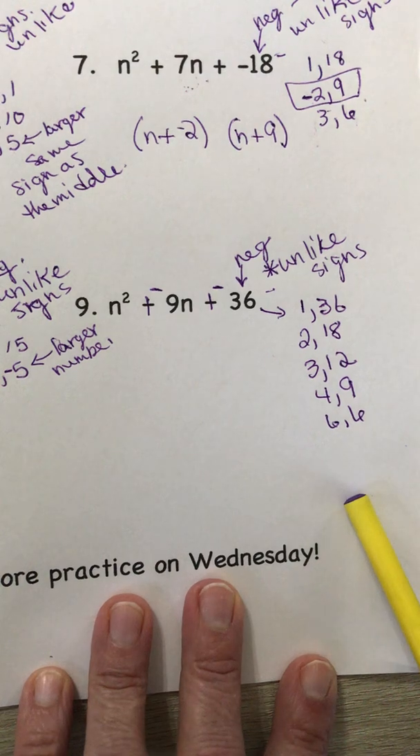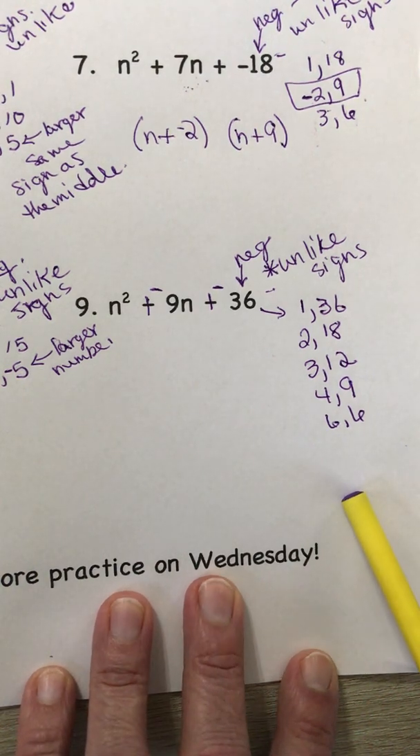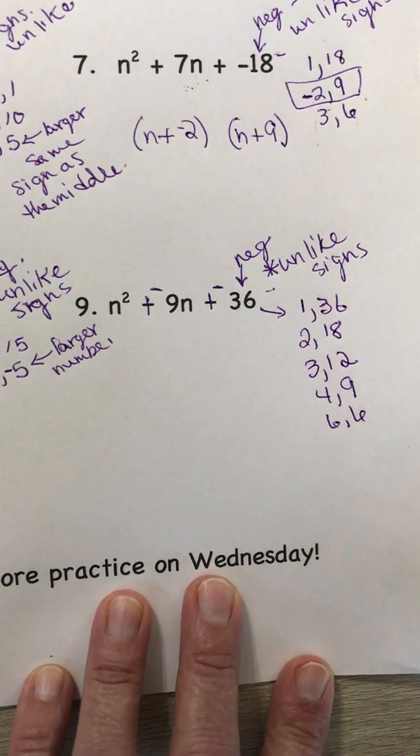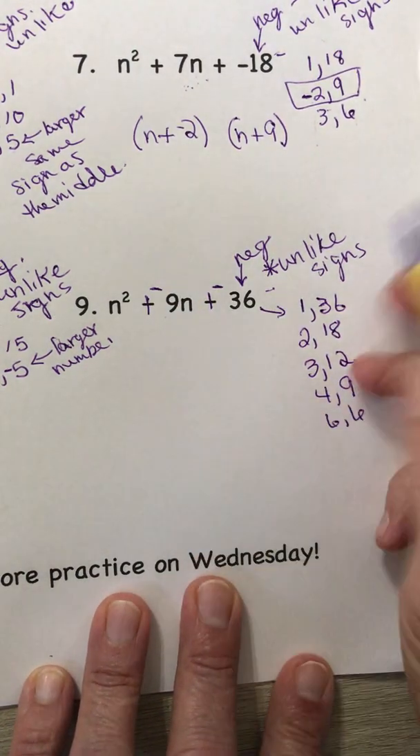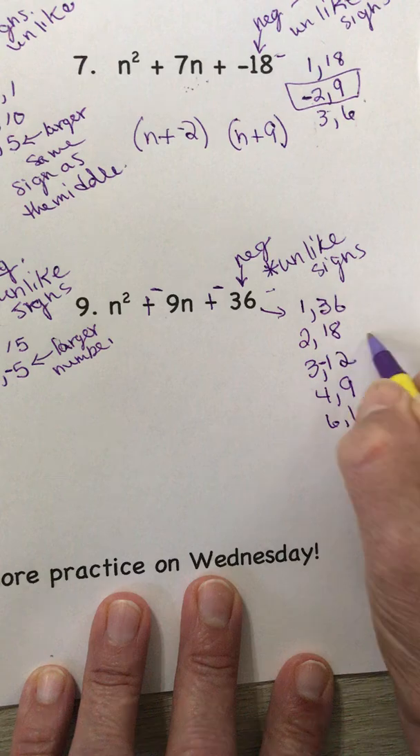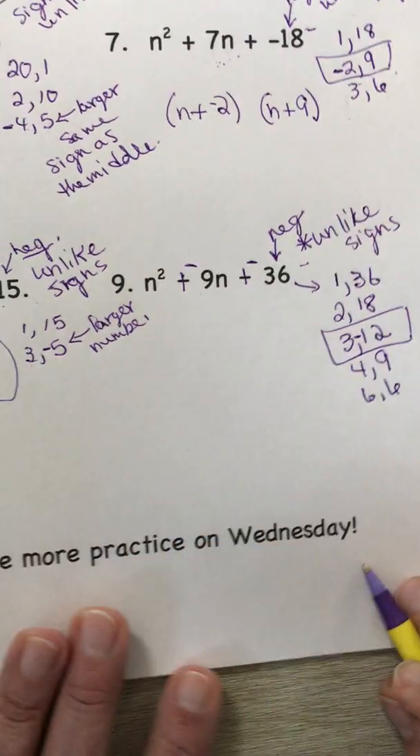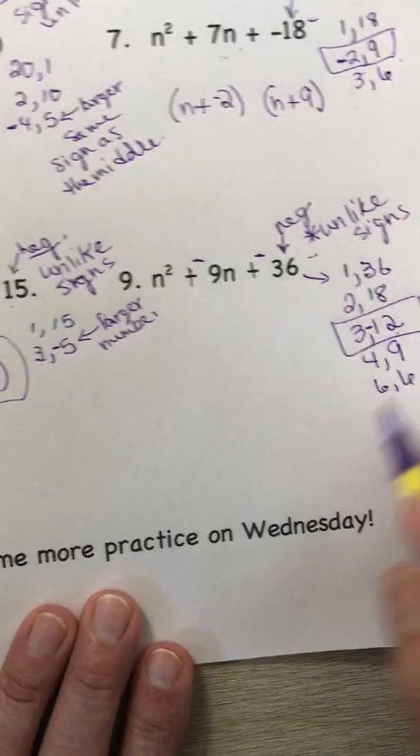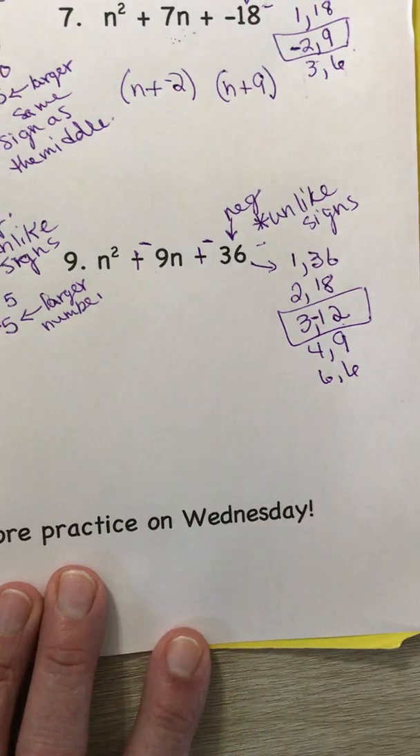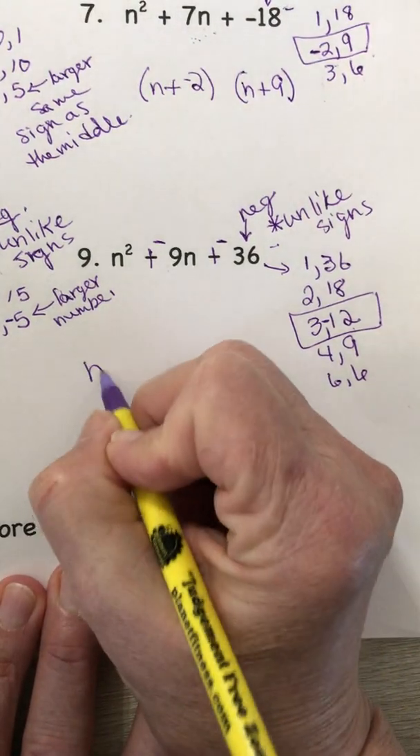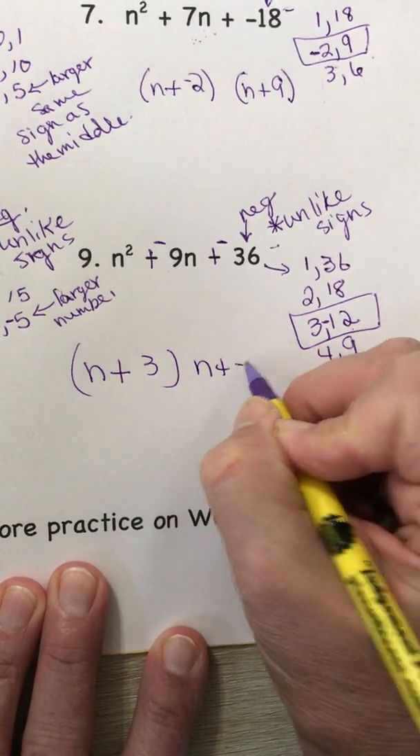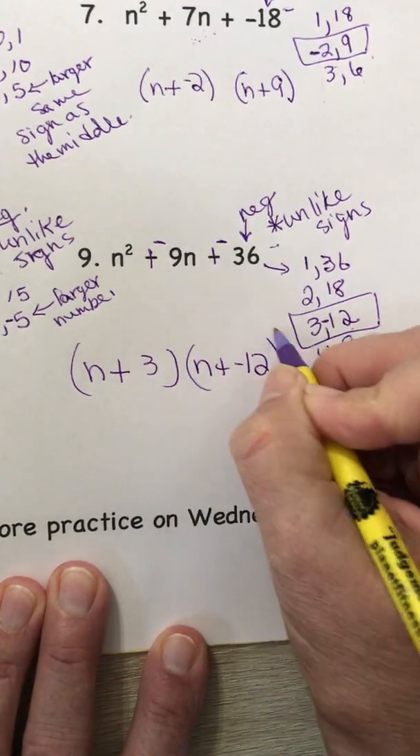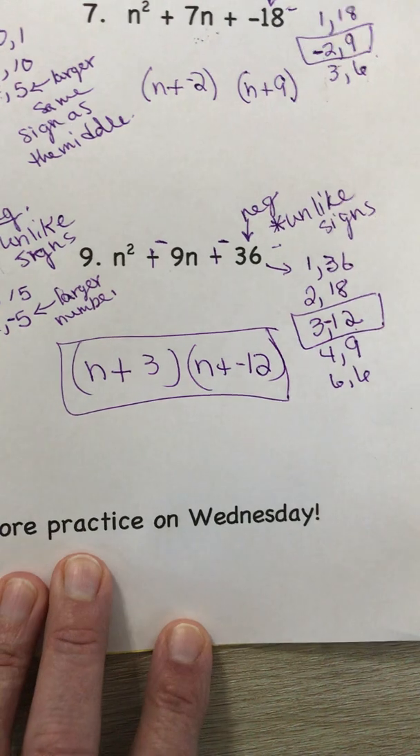When I subtract those, I'm seeing that 12 minus 3 is 9. So I know that I want the larger number to be negative. Okay, so I'm going to box that up. I'm going to have a negative 12, and I've got n plus 3 and n plus a negative 12. Okay, I hope you're starting to get it.